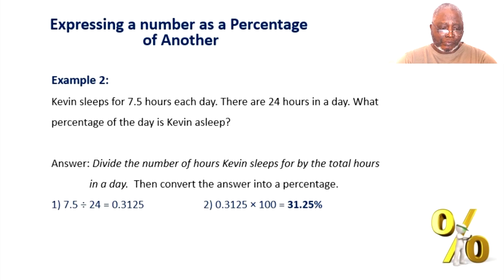Example 2. Kevin sleeps for 7.5 hours each day. There are 24 hours in a day. What percentage of the day is Kevin asleep? To answer this, again, divide the number of hours Kevin sleeps by the total hours, which is 7.5 divided by 24. That is a fraction. And then multiply by 100 to get a percentage. So Kevin sleeps for 31.25% of a 24-hour day.